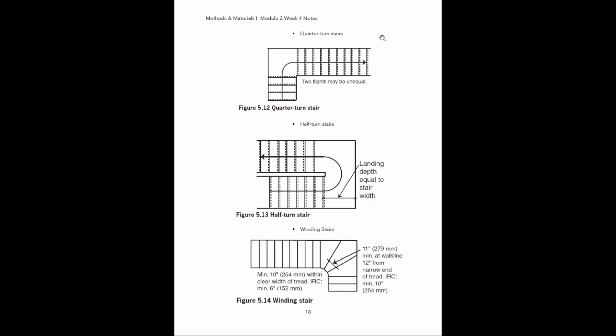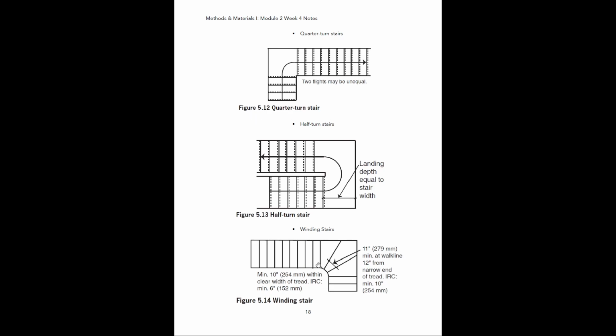Here is a quarter turn stair. So this is a stair that has a run that goes up, hits a landing, and then turns 90 degrees. The two flights may be unequal. So this flight right here is longer than this one right here. Half turn stairs. So these are ones where you go up and then you're basically doing a 180 and going up this way. These are also called U-turn stairs. I think in Revit, if you're creating a stair, that's called a U-turn stair.